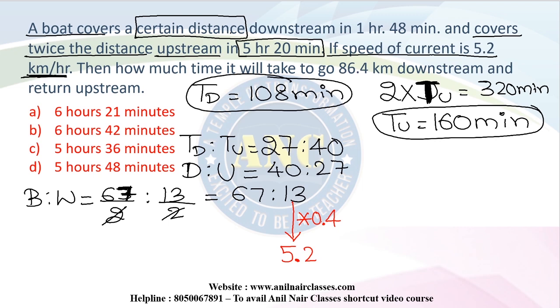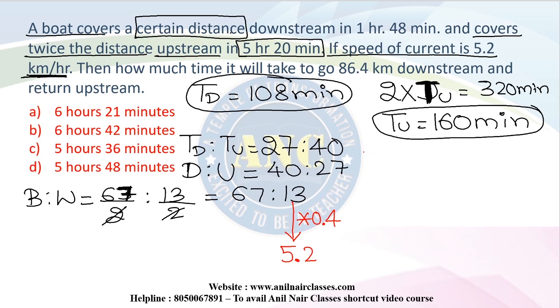In this question, the multiplying factor is not 5.2, sir. The multiplying factor is 0.4, right? So you can multiply all the values in this question by the same multiplying factor 0.4.